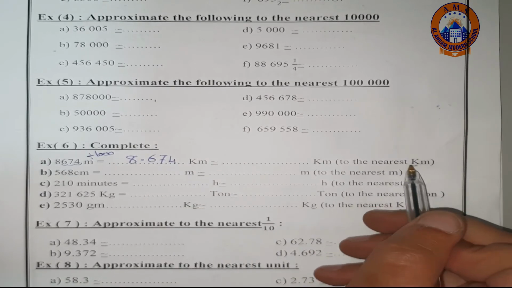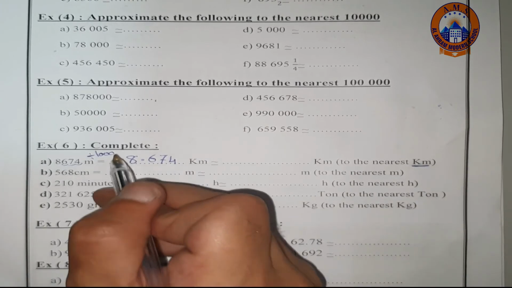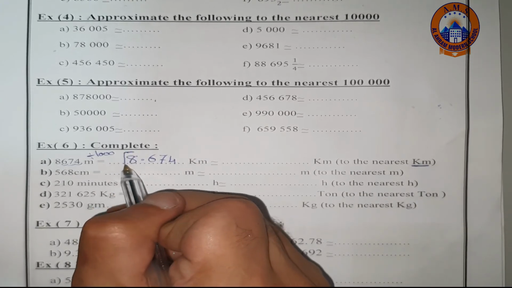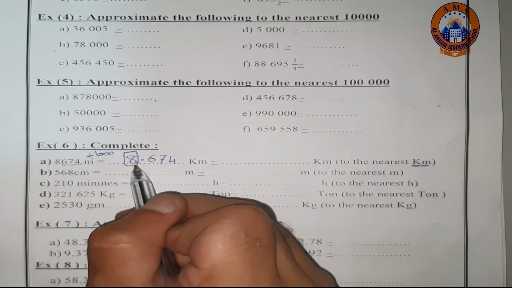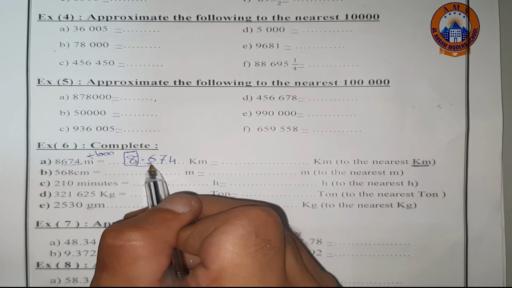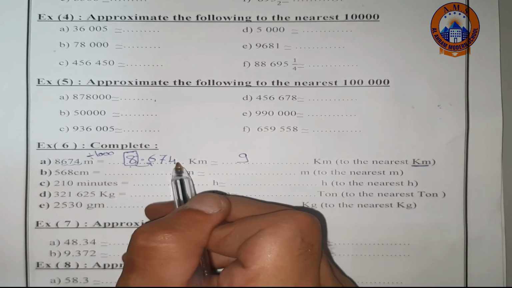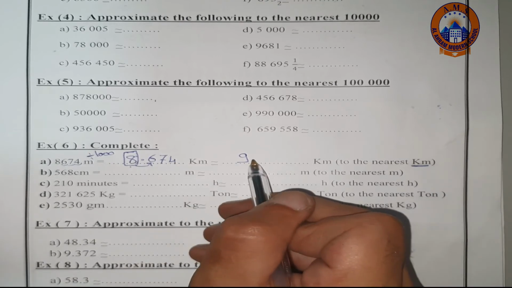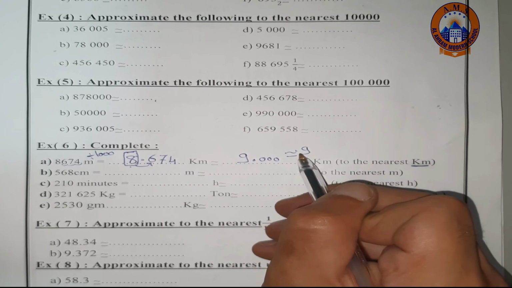And he asks us to approximate to the nearest kilometer. So to approximate to the nearest kilometer means to approximate to the nearest unit. And the unit digit here is 8. The number after it is 6, and 6 is a strong number, so this 8 will become 9. And all the following digits will turn into 0, so it's 9.000, which equals 9.